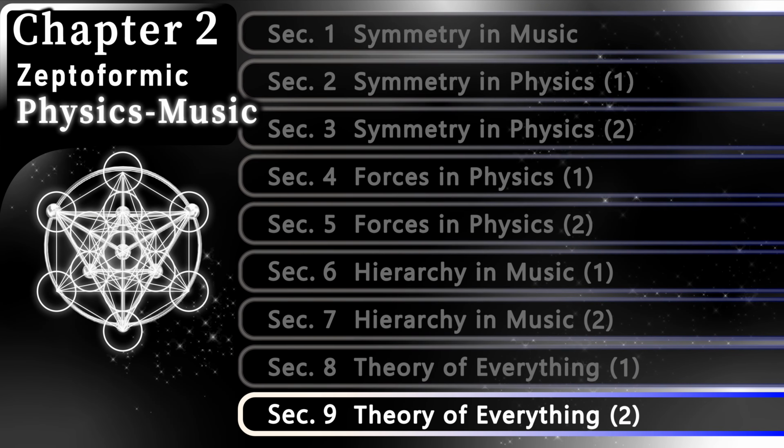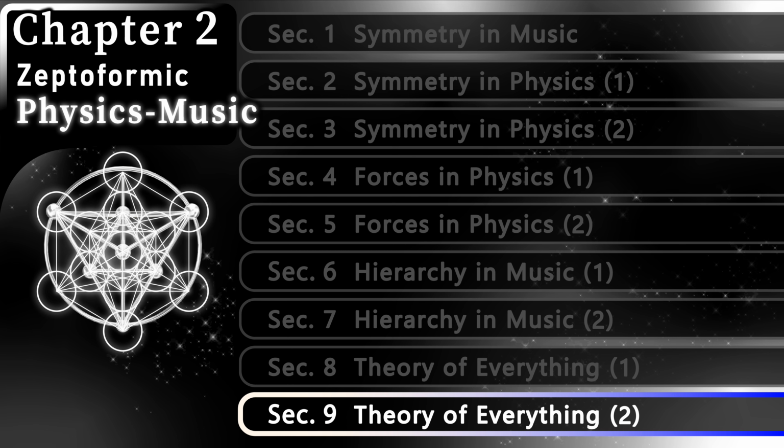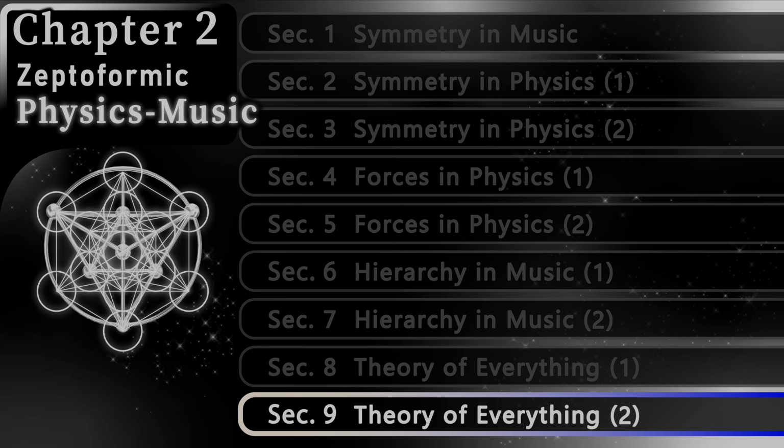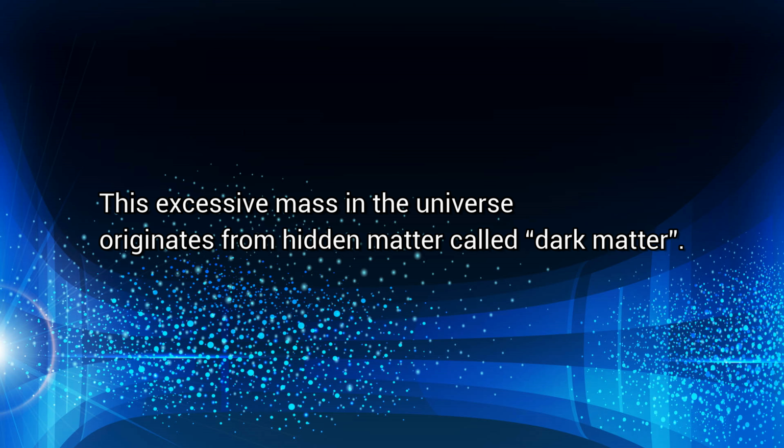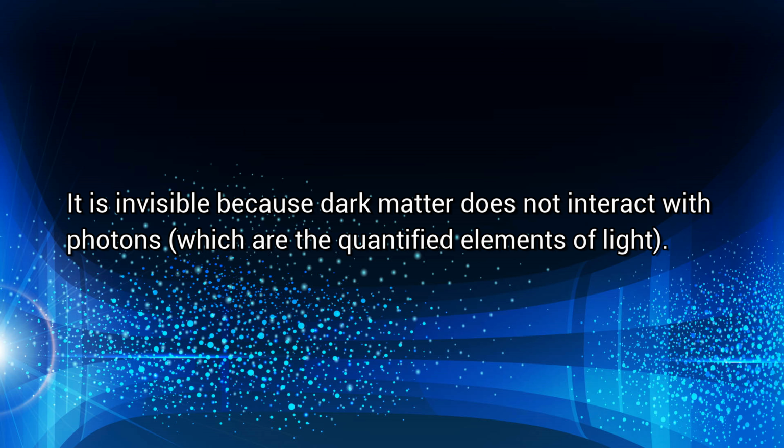Chapter 2, Section 9, Theory of Everything, Part 2. Supersymmetry and dark matter. The universe has more mass than the total mass of ordinary matter. This excessive mass in the universe originates from hidden matter, called dark matter. It is invisible because dark matter does not interact with photons, which are the quantified elements of light.